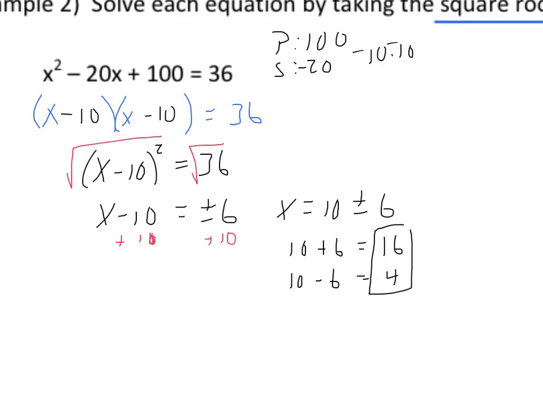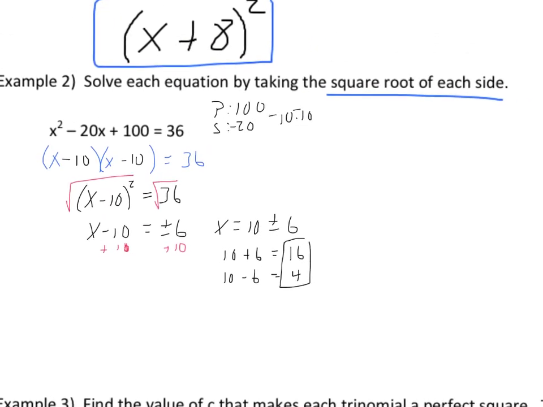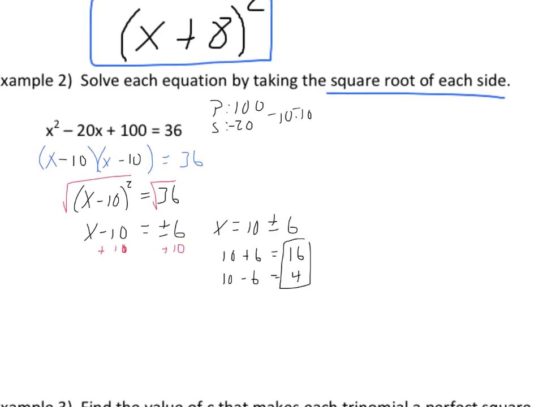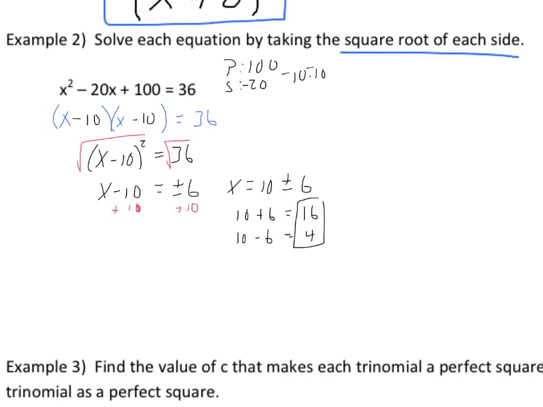So again, we have a question that says solve by taking the square root of each side, which gives me a clue that the trinomial on the left side is factorable. So we try it, and that's what we came up with. And this ends Lesson 8.5, Video 1.